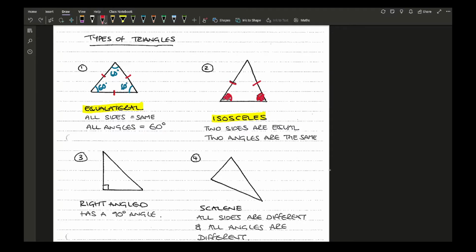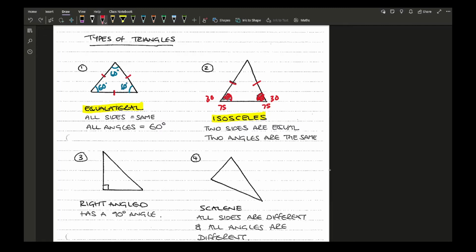Now those two angles that you can see here aren't set in stone. They could be any angles, but they've got to be the same. So if this angle here was 30 degrees, then this angle here would be 30. If this angle was, let's say, 75 degrees, then this angle here would be 75. So whatever the two base angles are going to be, they're going to be the same. And that's again one of the key properties of an isosceles triangle.